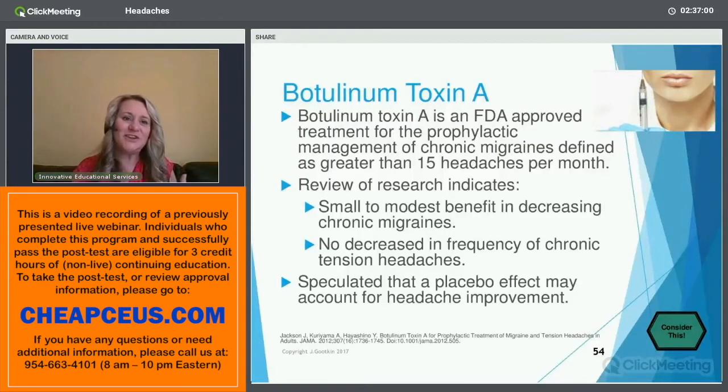So my goal is to figure out how to get Botox for my migraines in my frown lines and my wrinkles, and kind of double dip on my benefits.